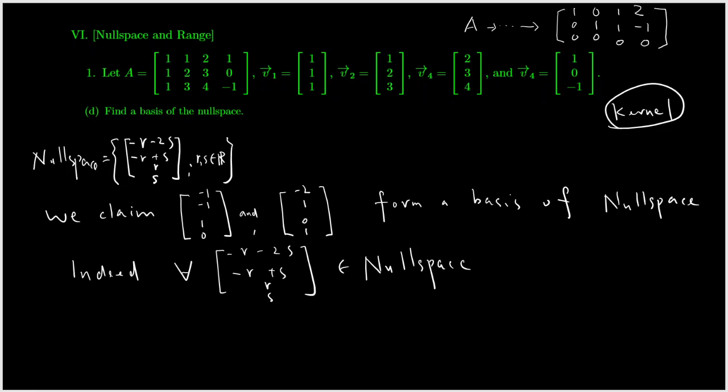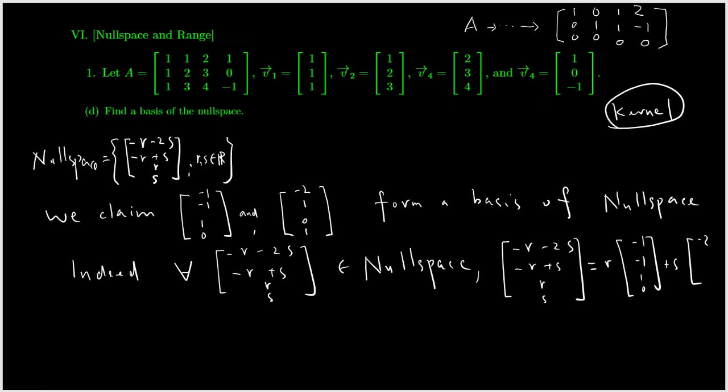We want to show each vector in the null space is a linear combination of the two vectors. I think we have seen that many times, so this time I'm not going to ask you. Any vector in the null space can be written as a linear combination of the two vectors we want to be a basis. The coefficients, I believe you can see, are r and s: r times (-1, -1, 1, 0) plus s times (-2, 1, 0, 1). A little messy, but that's okay.